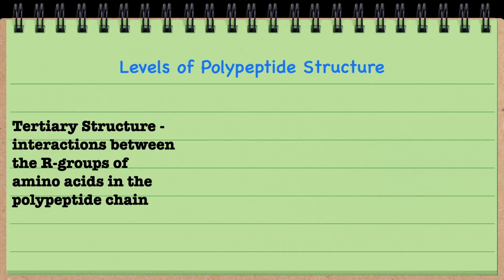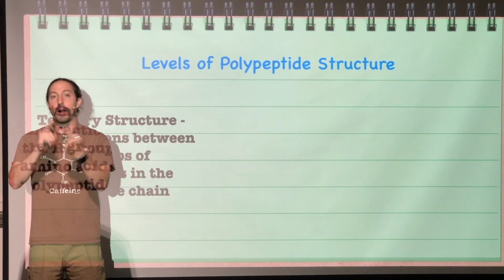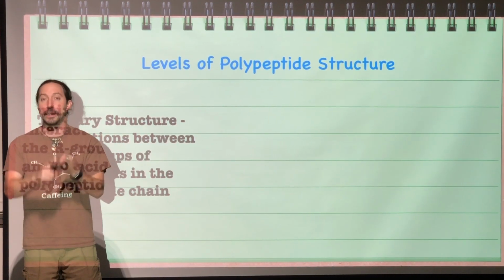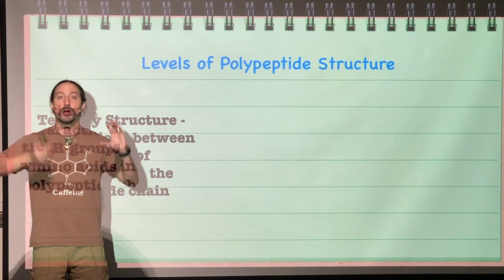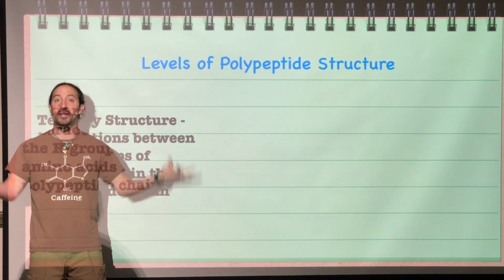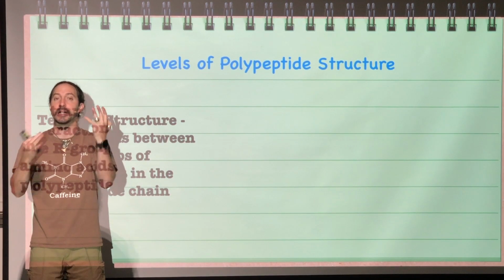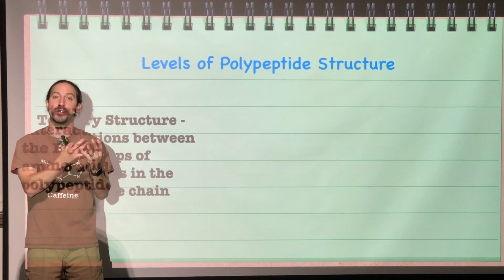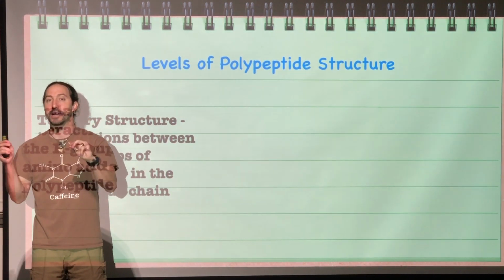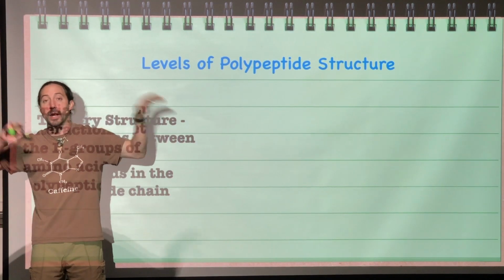Tertiary is now where we're going to talk about the R groups of our amino acids interacting. We've already formed our alpha helices, we've already formed beta pleated sheets, and now those structures are going to interact with each other and make a specific shape for our polypeptide chain based upon the interactions of the R groups that are now sticking out.